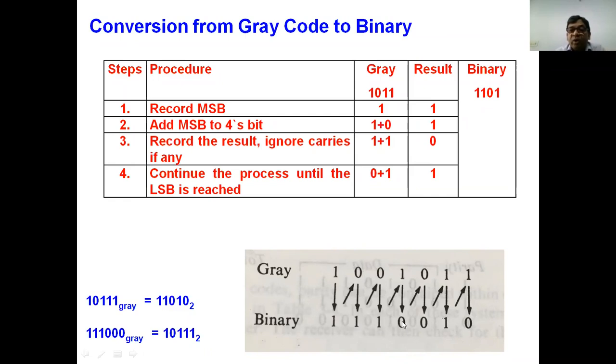The carry will be ignored. Then again 0 plus 0 is 0. Then 0 plus 1 is 1. Then 1 plus 1 is 0 and the carry will be ignored. So this is all about the conversion from gray to binary, and from binary to gray.